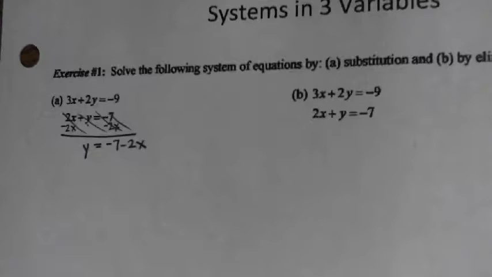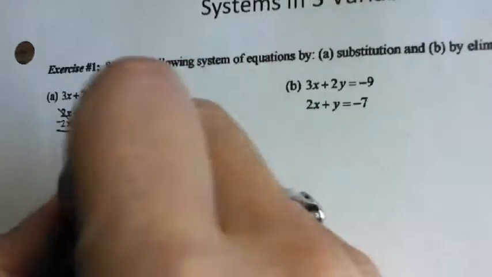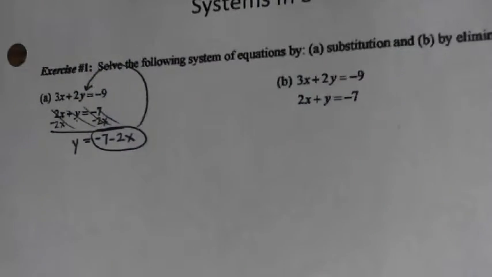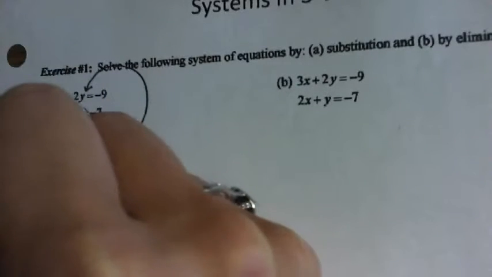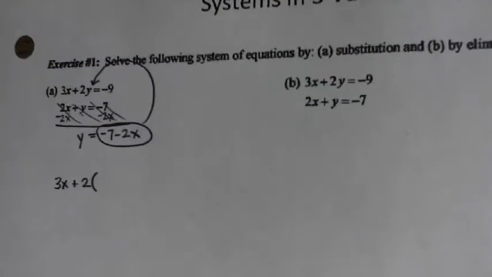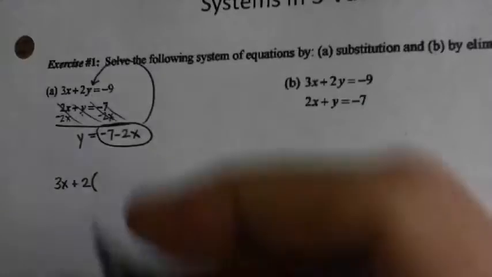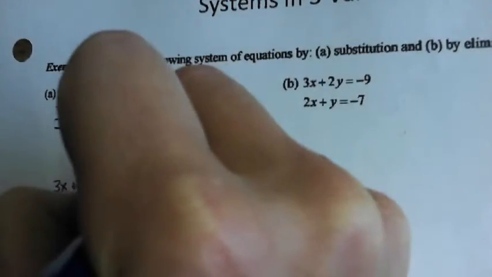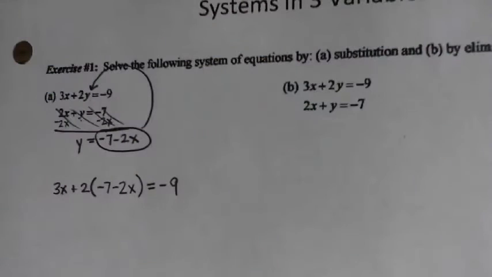So I now have something that can replace the other y in the problem. Since y equals this, I can go and replace that y up there. So I get 3x plus 2, and then I'm taking out the y and replacing it with this equivalent binomial. And so now I have one equation with only one variable in it.